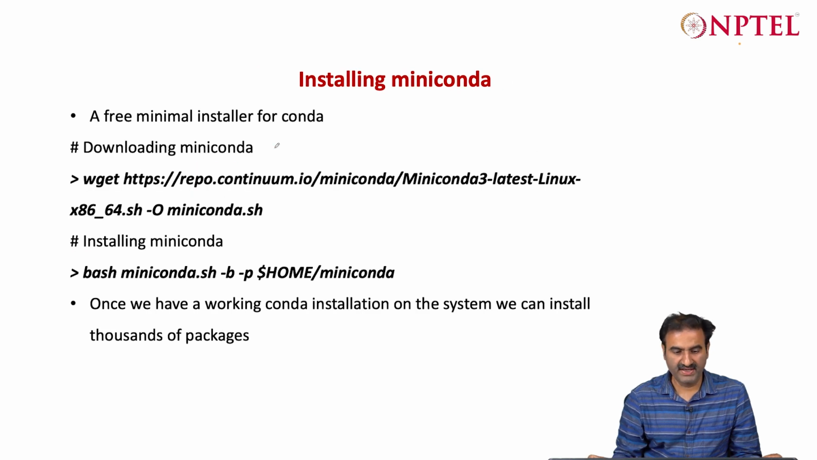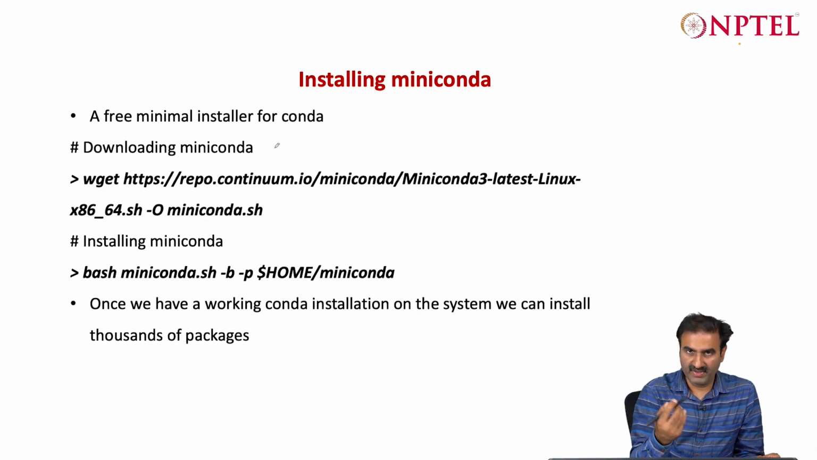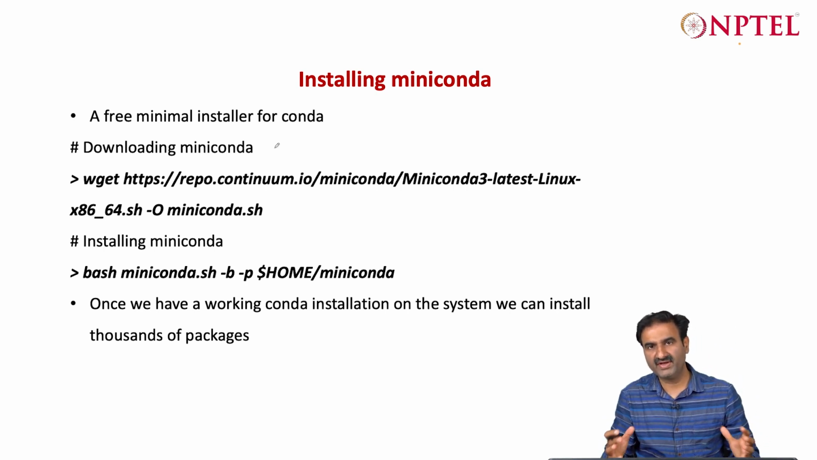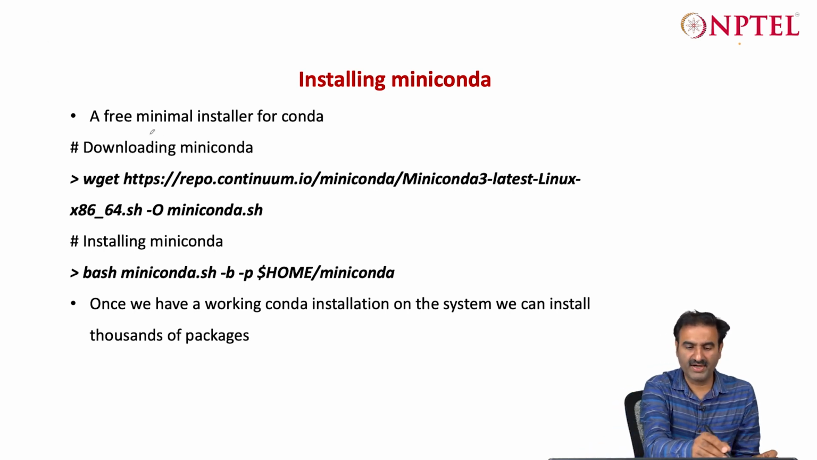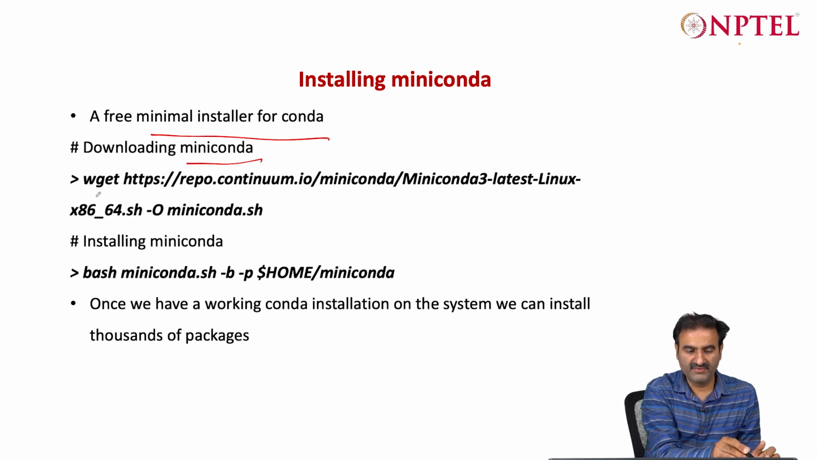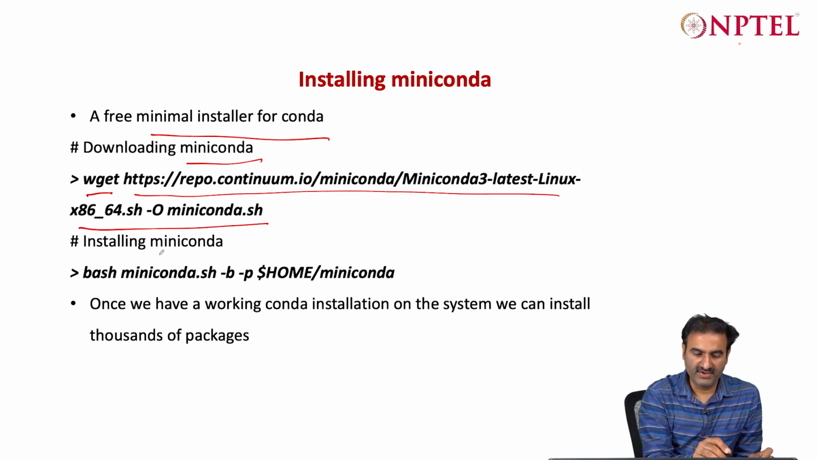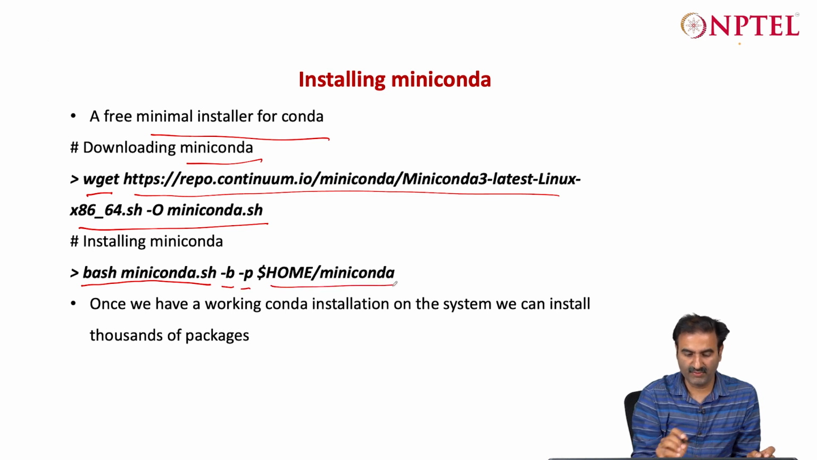Anaconda is a larger package and miniconda is a smaller version of that, which is equally good, and generally we go for the minimal installer, that is miniconda. Download it with wget, you can find its location on the internet. Install it by running the script with bash, with -b -p and $HOME. This is the way to install, and this is the path.